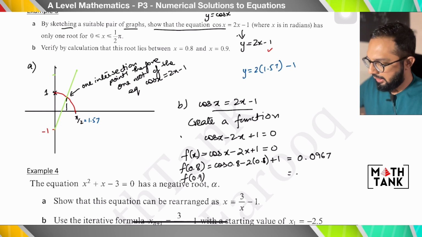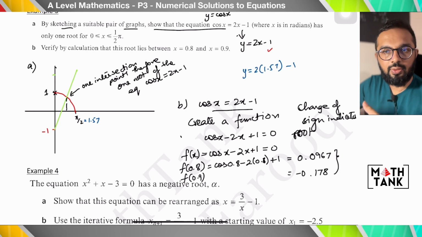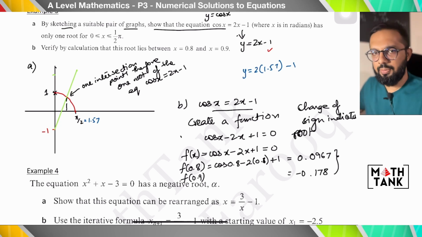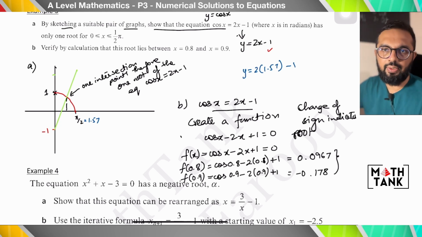I get minus 0.178. So I'm going to say that the change of sign indicates a root, and this is what you have to do in each of these questions for the first and second part. Usually it depends on what the question is about, but that is what you're going to do, and you're going to say that we found the interval where the root lies.